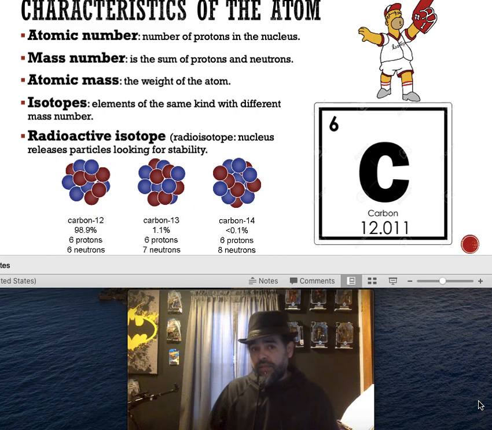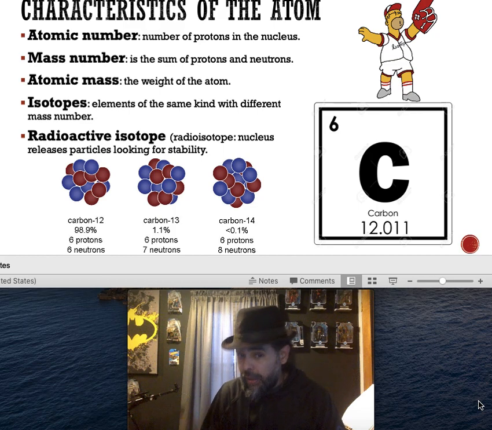Some characteristics of the atom, just to get to know the atom a little bit better. There's a couple of names here that we have to remember. We have the atomic number, the mass number, the atomic mass, what is an isotope, and what is a radioactive isotope. Let's define those terms really quick.